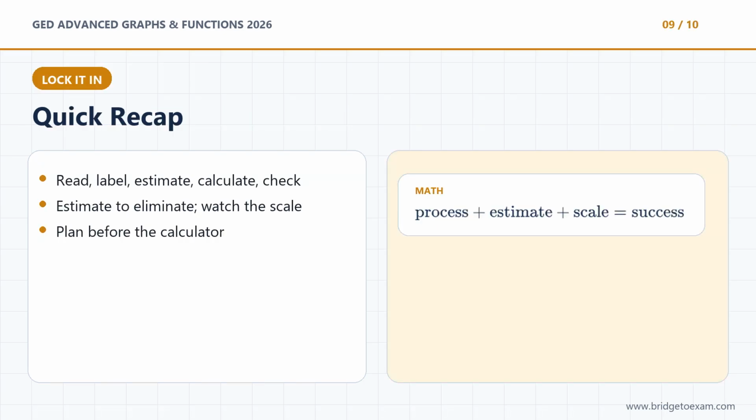Let's lock it in. Use the same calm process every time. Read, label, estimate, calculate, check. Estimating eliminates impossible choices. Always read the scale before counting squares. Plan before you use the calculator. And watch for reversed coordinates. That is test day mastery.